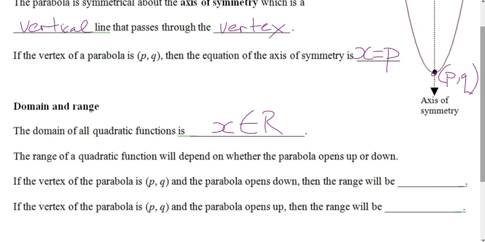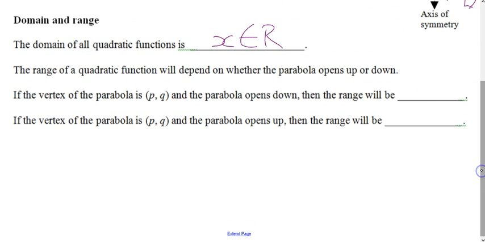The range of a quadratic will depend on whether it opens up or down. If the vertex is (p, q) and it opens down, then what's the range? So (p, q), it opens down, the range is? y is less than or equal to q. Opens down, has a maximum, right? It has a maximum, and the range will be y is less than or equal to q.